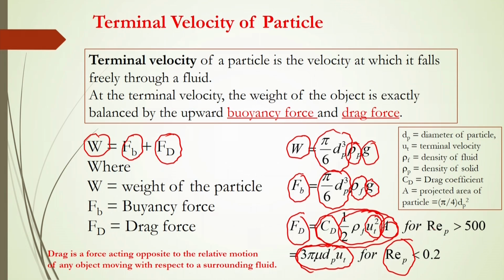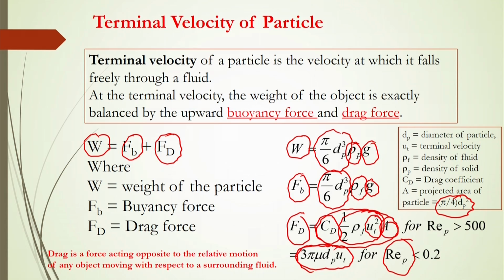This drag force is under the condition of Reynolds number greater than 500. Now, how to calculate this projected area? If it is a spherical particle, of course, this projected area of the particle will be equal to the cross-sectional area of the particle, that means pi by 4 into dp square. This is your cross-sectional area of the particle. If it is spherical, of course, this will be pi by 4 into dp square.